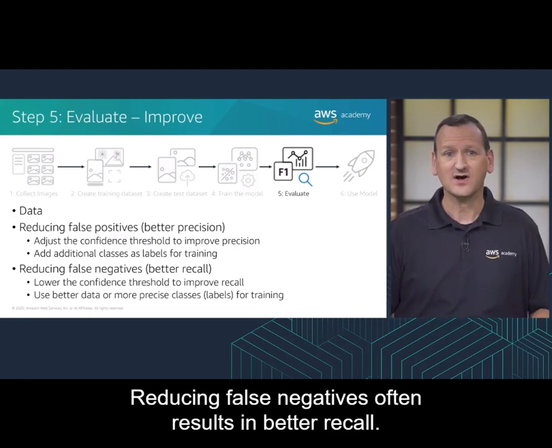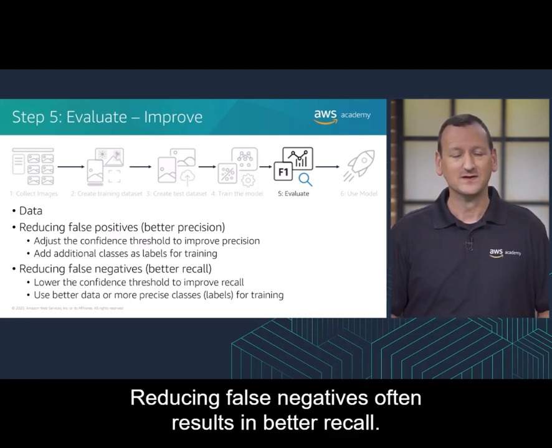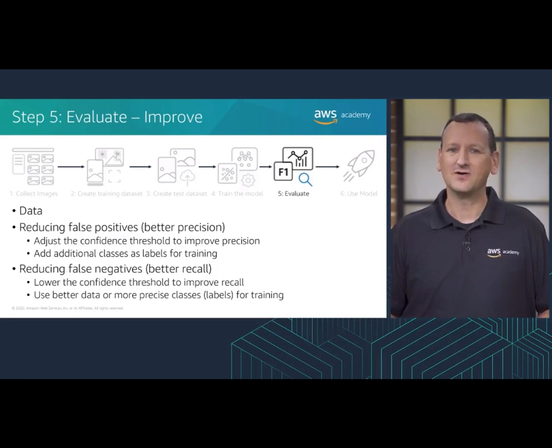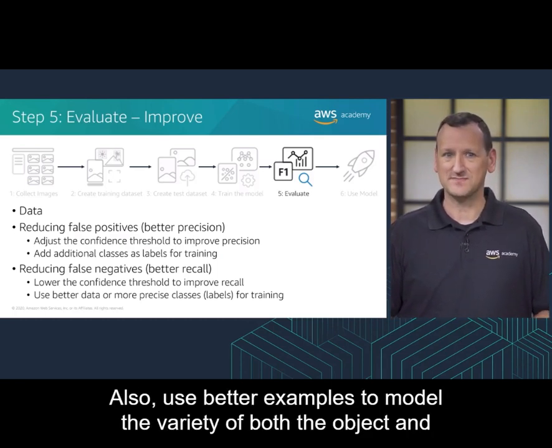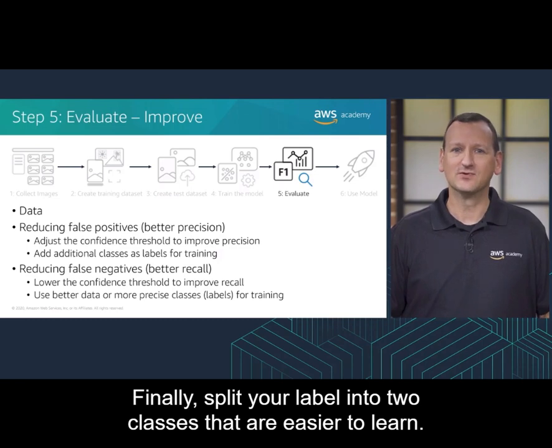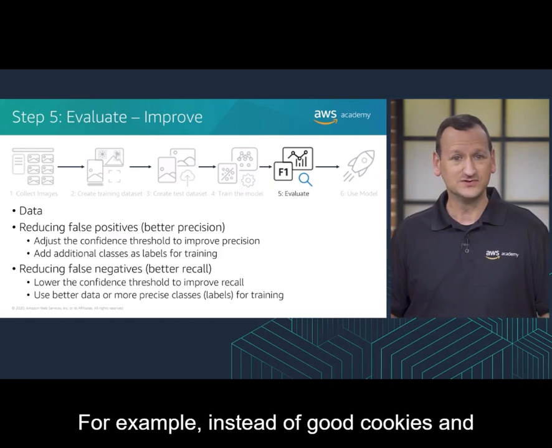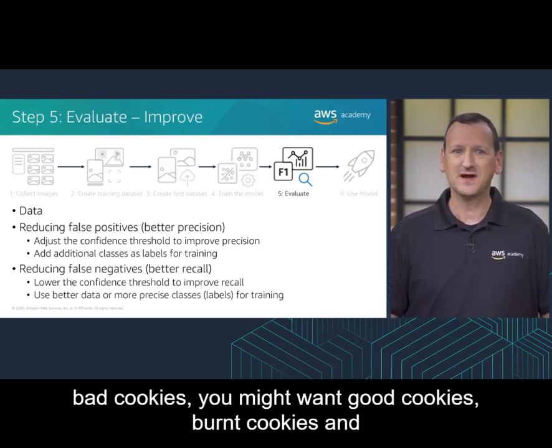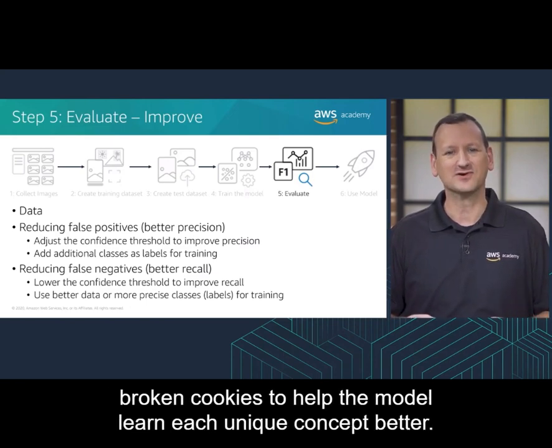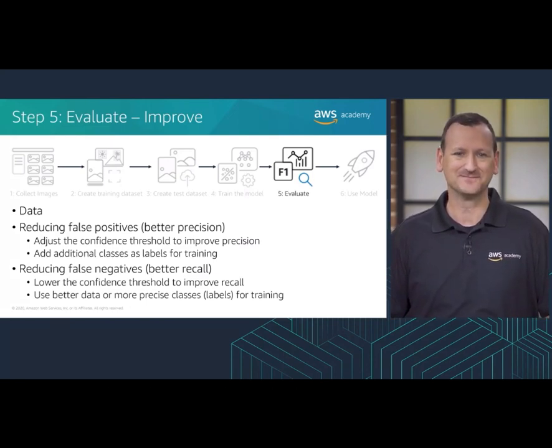Reducing false negatives often results in better recall. To reduce false negatives, first lower the confidence threshold. This should improve recall. Also, use better examples to model the variety of both the object and the images they appear in. Finally, split your label into two classes that are easier to learn. For example, instead of good cookies and bad cookies, you might want good cookies, burnt cookies, and broken cookies to help the model learn each unique concept better.